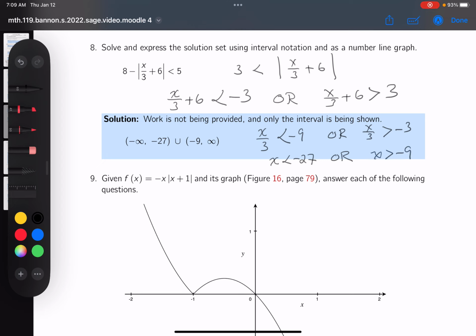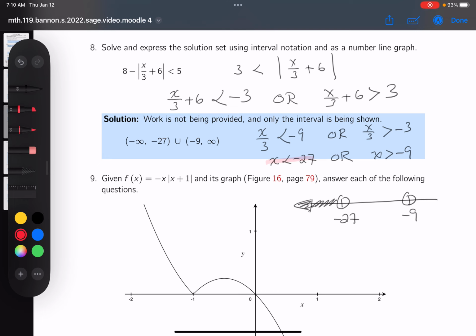The next thing I would do, I would graph it. What goes on the graph? 2 numbers, minus 27, and the other number is minus 9. They're in proper order, by the way. What does the first one say? This one over here, it says whatever x is, it must be less than that number. So I'll shade this in right over here.